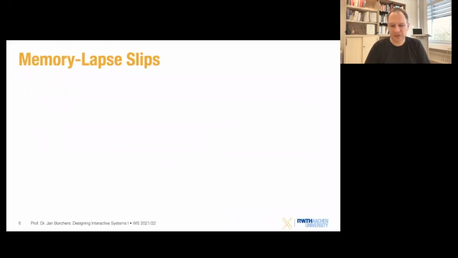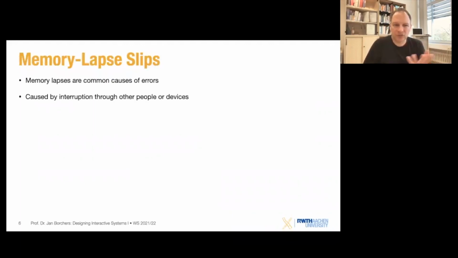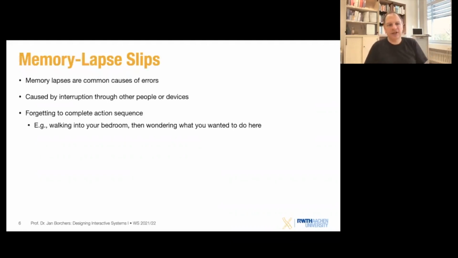Now, memory lapse slips are a very common cause for errors as well. They're caused by interruptions through other people or devices, and that means that you will forget to complete some action sequence, right? So I wonder whether that's ever happened to you. You're in your living room and you walk over to your bedroom because you wanted to do something there, and you get to your bedroom and you're like, wait, what was I supposed to be doing here? It's funny how that works, right? You just thought about what you were going to do, and then you walked 5 meters and you forgot about it. Happens to everybody.